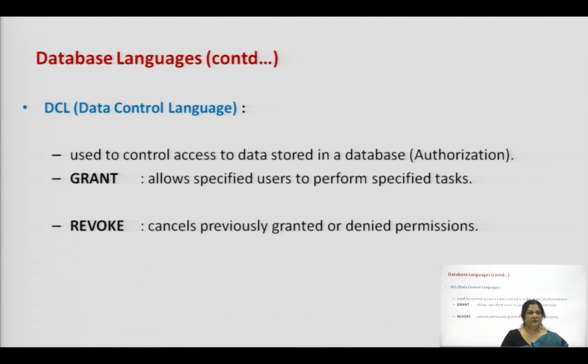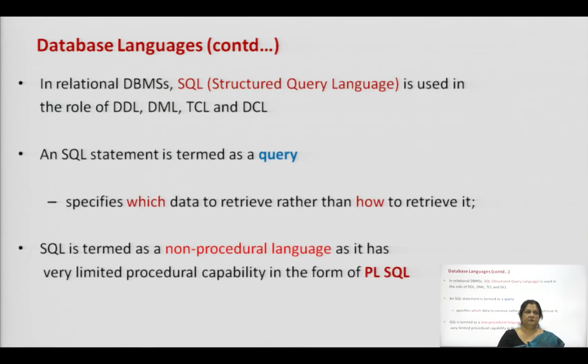DCL means data control language, which controls access to the data which is stored in the database, or let us say the data authorizations. Who is authorized to use the database, who is authorized to use what part of the database, and who is authorized to use which operations on the database. We can grant the permissions, that is allow the users to perform specific tasks, or we can revoke the permissions, that is cancel the granted permissions.